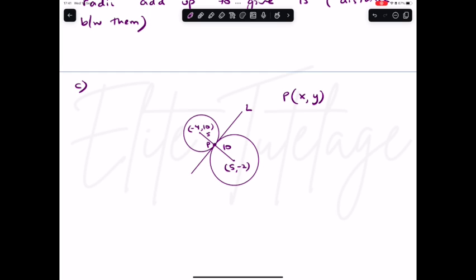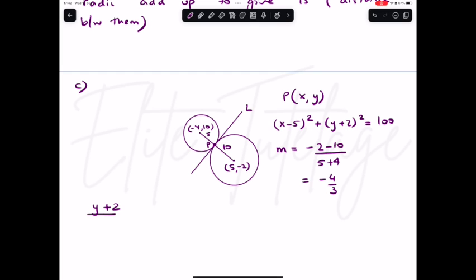It will satisfy the equation of one of the circles. I'll choose the second one, the bigger one. And the gradient can be very helpful. So m, the gradient of the main line through the two centers, could be written as (-2 minus 10) over (5 plus 4), which gives me -4/3. This will be the same for the gradient from P to (5, -2).